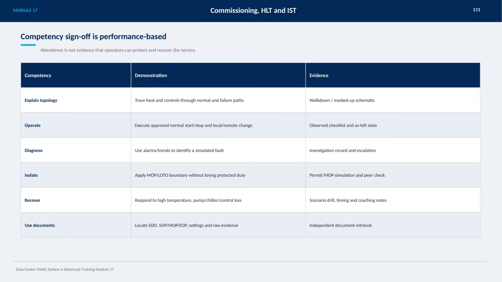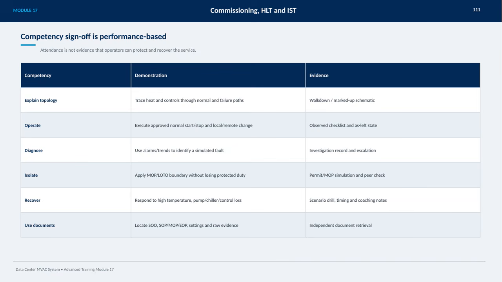On this slide, we focus on the crucial concept that competency sign-off is performance-based, not just about attendance. Simply being present doesn't prove that operators can effectively protect and recover the service. Instead, competency is demonstrated through a series of specific, practical actions. For example, operators must clearly explain the system topology and trace heat and controls through both normal and failure conditions, supported by walkdowns or marked-up schematics as evidence.